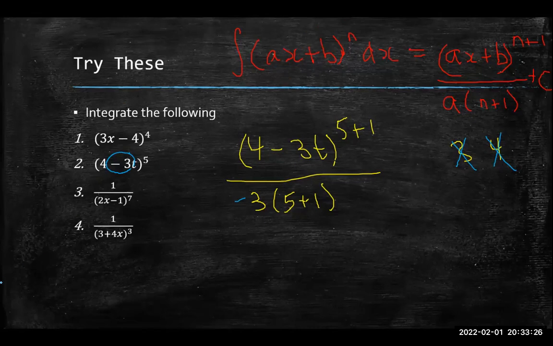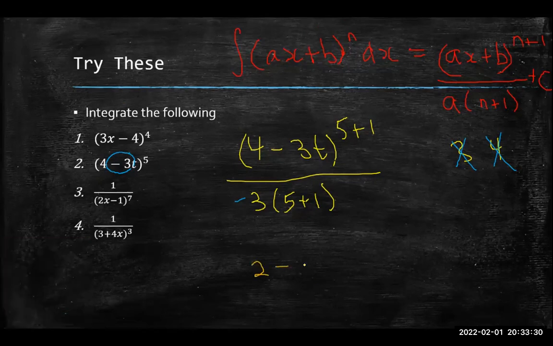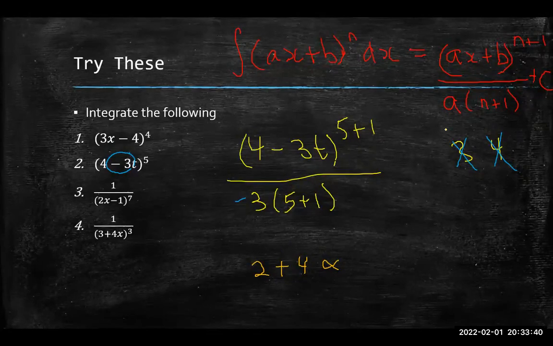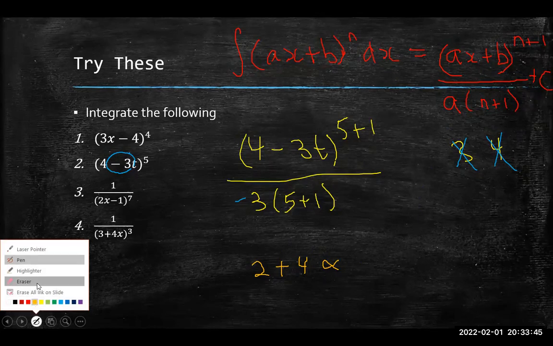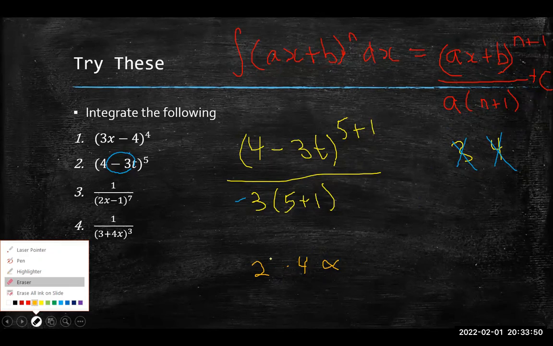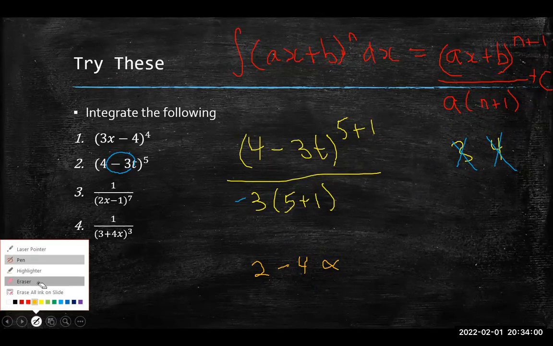So say I had 2 plus 4 alpha. Alpha is my variable. The coefficient of this variable, that would be considered my a. So in this case, a is 4. But if I had 2 minus 4 alpha, I have to look at whatever number comes before the variable alpha, but in this case, it's minus 4, not just 4, right? So be careful.